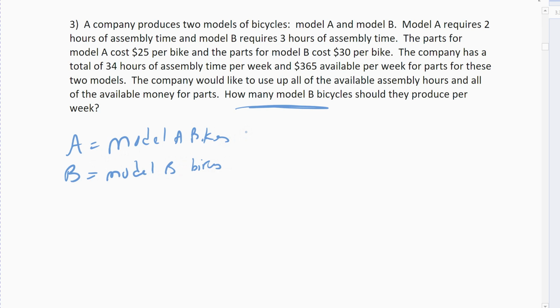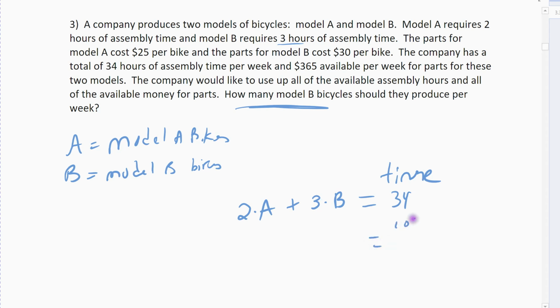Alright, so what we know is time and dollars. And so we have a total time, so time equation first. The company has 34 hours. There's so many hours for A bike and so many hours for the B bike. So A requires 2 hours, so 2 times each of my A bikes. B requires 3 hours, so 3 times each of my B bikes. So all of my bikes together, 2 hours for each A plus 3 hours for each B, and that's my first equation. 34 hours total.